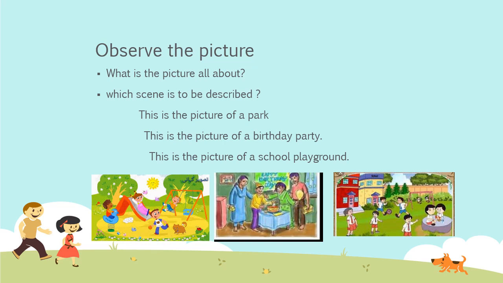First, observe the picture. Students, what you need to write the picture description is to observe the picture carefully. What is the picture all about? Which scene is to be described? All these things you need to mention first of all. For example, there are some pictures in front of you. So, you will write the sentence accordingly. This is the picture of a park. This is the picture of a birthday party. This is the picture of a school playground.